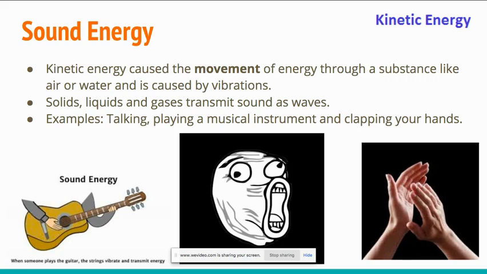Sound energy, as we learned previously, is all about vibration. It's the movement of things against each other to create vibrations that travel through the air in longitudinal waves. So we can think about sound energy as things like talking, playing music, clapping your hands.